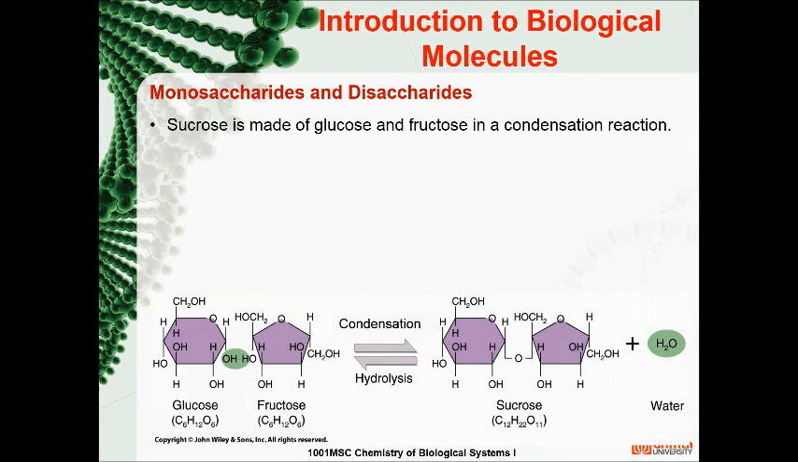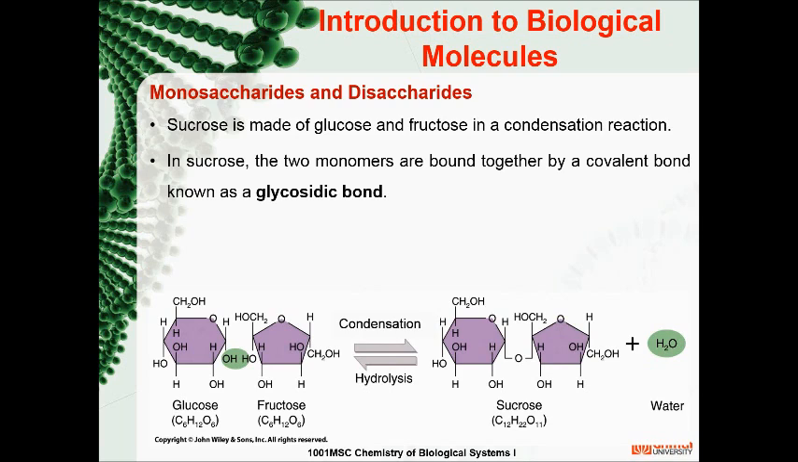Sucrose is a disaccharide which is made of a glucose unit and a fructose unit. Notice that both glucose and fructose have the same molecular formula of C6H12O6, but they are 2 different sugars, as their structures are different due to their different atom arrangements. So those 2 units come together in a condensation reaction. The 2 sugar units are bound together by a covalent bond known as a glycosidic bond.